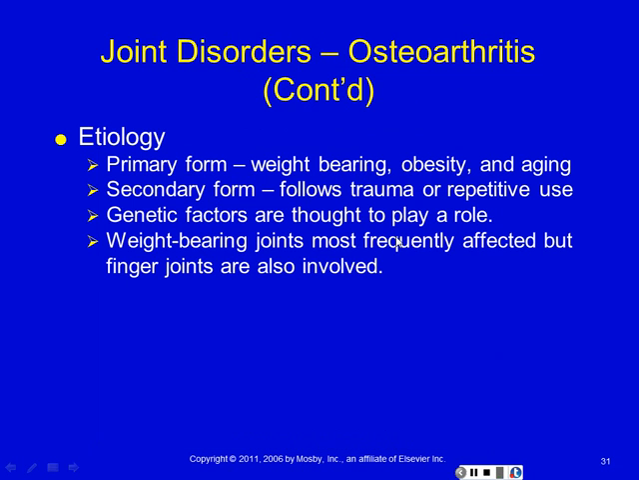All right. So the primary form of osteoarthritis usually is in weight-bearing joints, so large joints.